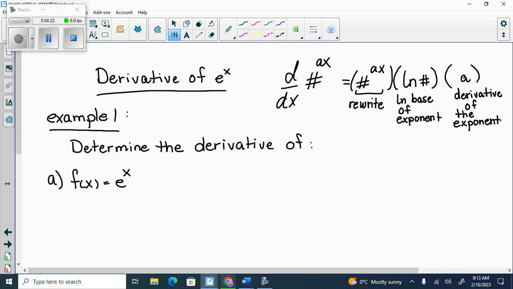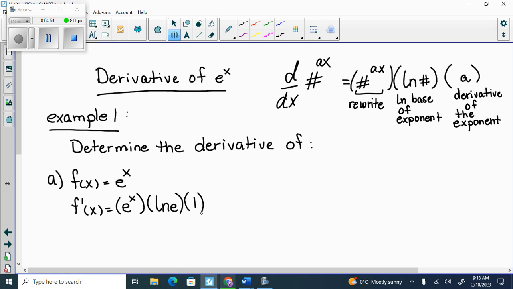So why is the derivative of e to the x e to the x? Well, let's see. So f prime of x, we rewrite it. That's our first step. Ln the base. So ln of e. And what's the derivative of the exponent? It's just 1, because it's 1x, right? So it would just be 1.